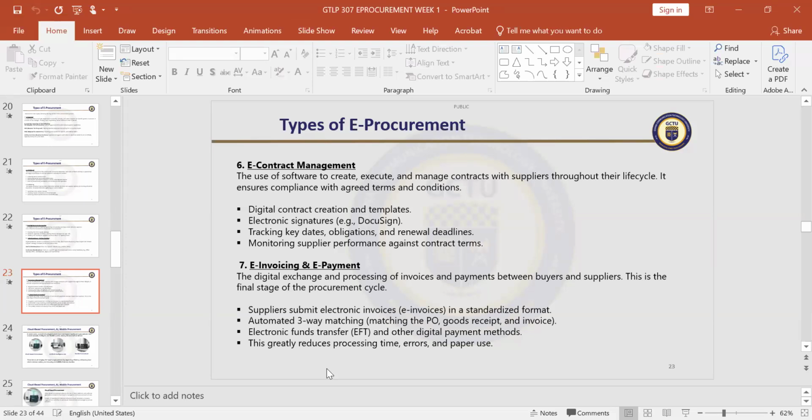So, as I told you, e-invoicing and e-payment is the digital exchange and processing of invoices and payment between buyers and suppliers. This is the final stage of the procurement cycle. Suppliers submit electronic invoices, that is e-invoices, in a standardized format. There is automated three-way matching, that is matching the POs, goods received, and invoice, and electronic funds transfer and other digital payment methods, as I told you earlier. This greatly reduces process time, errors, and paper use.